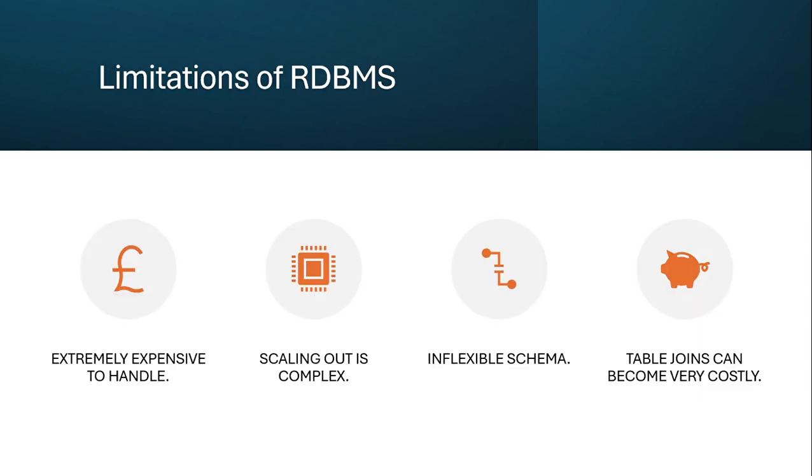So talking about RDBMS, it cannot handle such volume, velocity and variety of data because it is extremely expensive. And if you want to scale out, then you need to add additional servers, which is quite complex. And we cannot change the schema at runtime if there is any need. The schema structure is tightly coupled. And if there is huge data, performing table joins can have massive overheads.